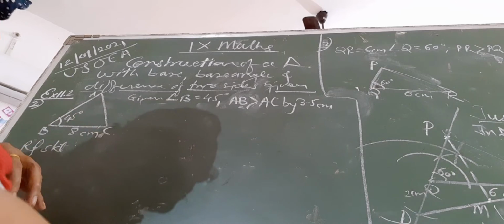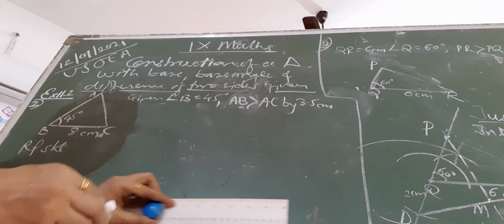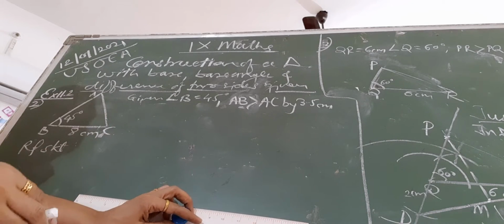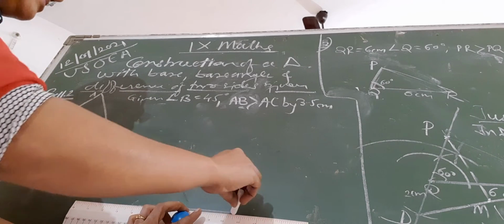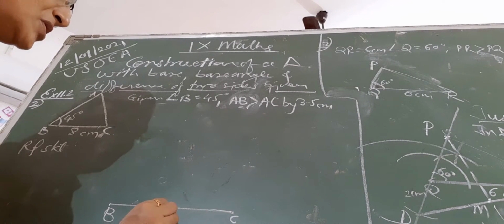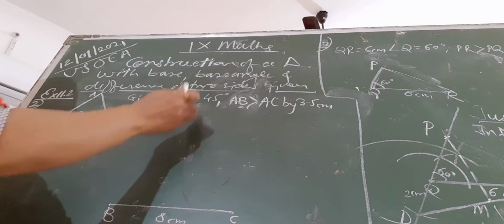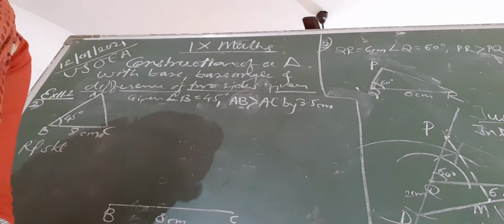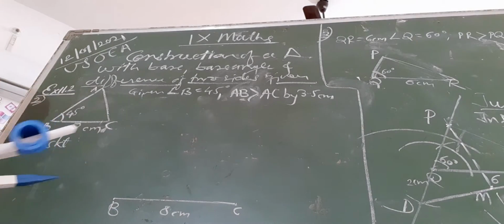Now construction for the base angle and the sum of two sides we have already seen. According to that only, we have to do the steps here. Now here we have to draw the base of 8 centimeter. So here I have drawn BC, which is 8 centimeter. Whatever measurements are given, we must show them in the given diagram.